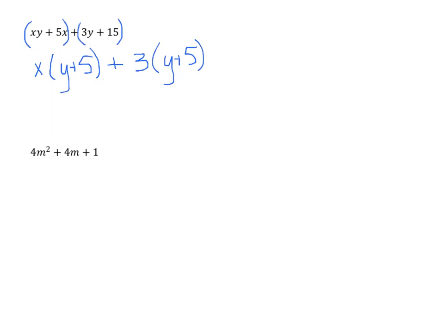Now what we can do is combine the two factors to give us x plus 3, because both x and 3 are being multiplied by y plus 5. Right? There's your y plus 5, y plus 5. It's only because these are the same that I can put these two together.